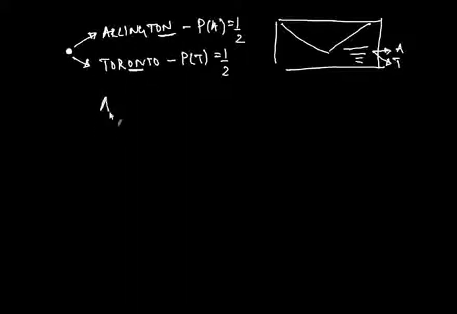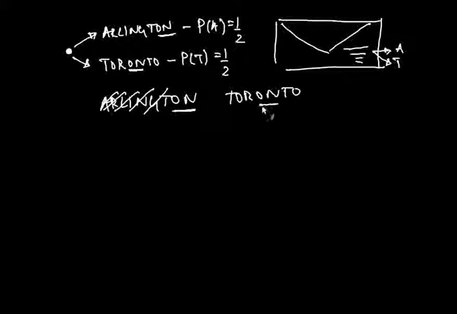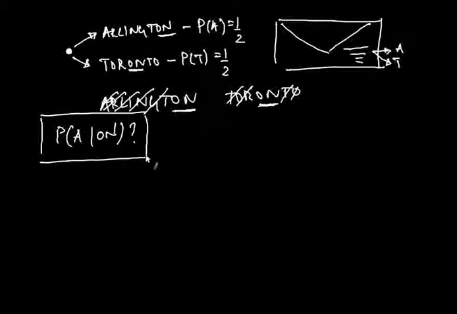So if the letter came from Arlington, then barring these two characters, everything else got washed away. So you can only see ON. And if it was Toronto, then other than these two characters, everything else got washed away. So the question is that if the only two characters you can see are ON, then what's the probability that the letter came from Arlington? So this is a probability that we are supposed to find.